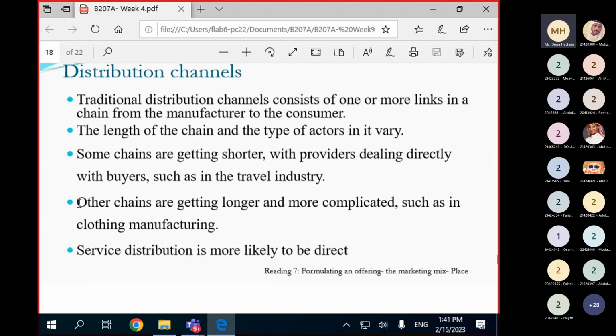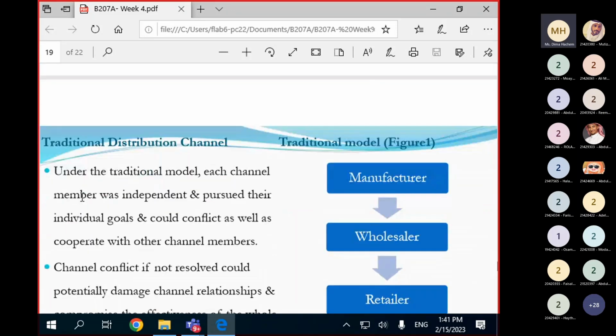Other chains are getting longer and more complicated, such as in clothing manufacturing. With clothing, it's very hard to buy directly from the factory. It has to go through different levels.